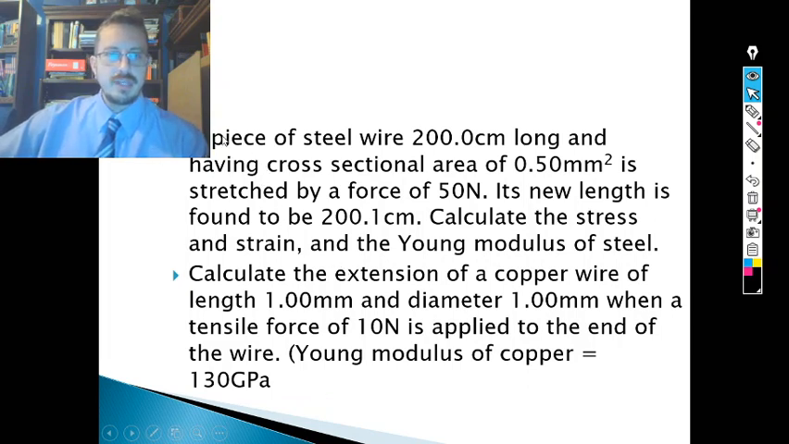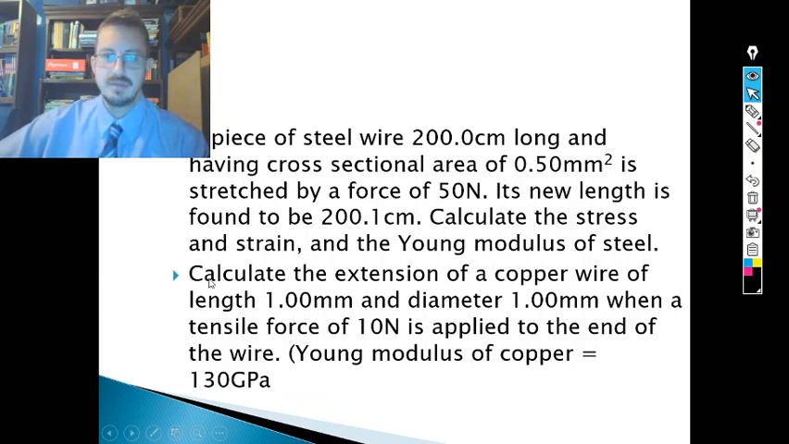Here we have a couple of sample problems. A piece of steel wire 200 centimeters long and having cross-sectional area of 0.5 millimeters squared is stretched by a force of 50 newtons. Its new length is found to be 200.1 centimeters. So the change in length is only 0.1 centimeters. Calculate the stress and strain and the Young modulus of steel. So we're using this data collected to get the stress, strain, and Young modulus.